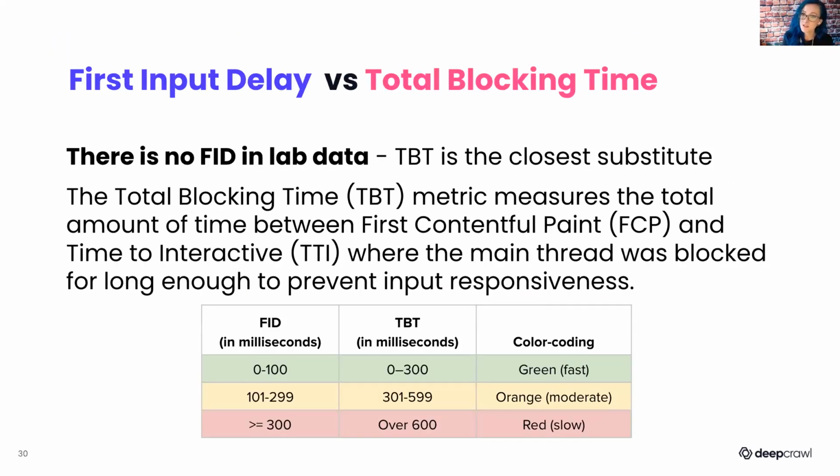When we do our lab tests, knowing that first input delay is only available as field data, use total blocking time. There is no FID in lab data, but total blocking time is the closest substitute. It's the best proxy. It measures every task that takes longer than 50 milliseconds. Ideally, our scripts should execute in nice little chunks that take 50 milliseconds. Anytime over 50 is considered blocking time. So if my task takes 70 milliseconds, 20 milliseconds of that is blocking time. You can see they have two different thresholds for their color codings, but they line up very quickly.